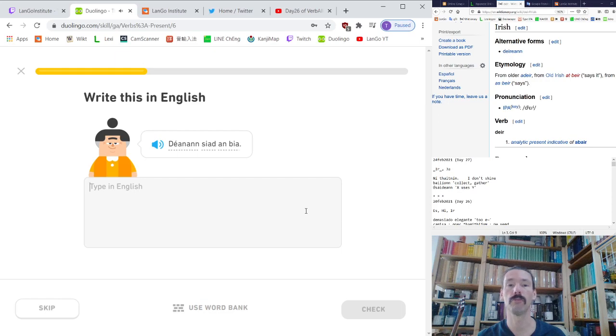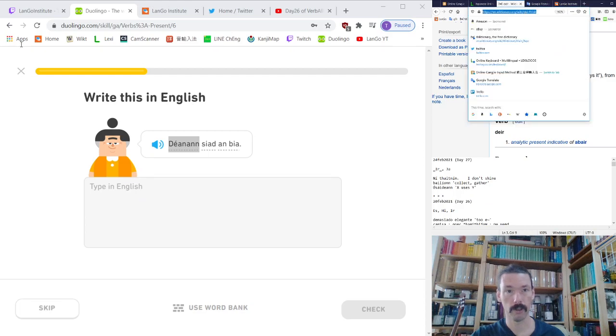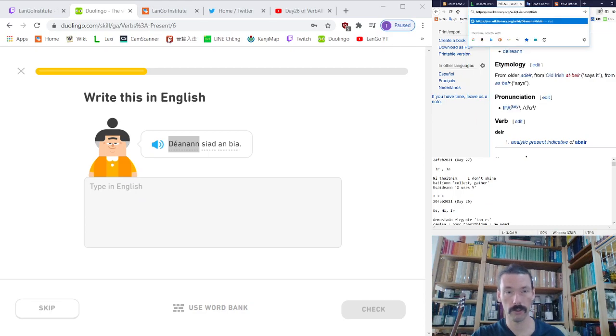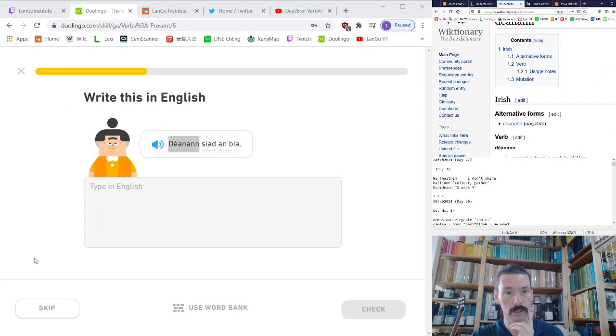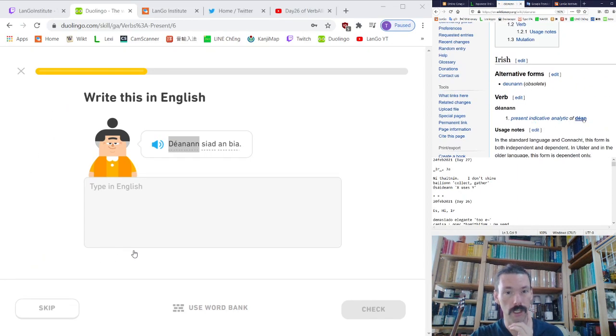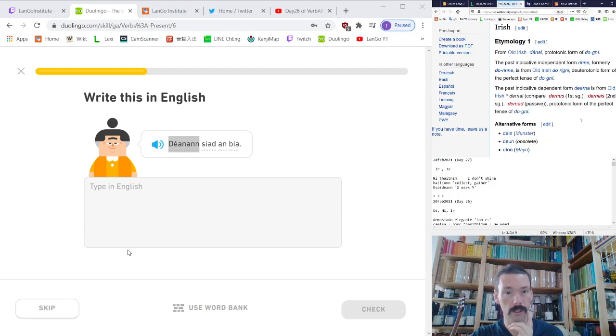Déanann siad an bia. There's the basic form, déan. And that was say. Siad, that can't be right. Make. Déan. Let's look this up. Always interested in where it comes from, what the pieces are, if it has more than one. Present indicative. Dogní, prototonic. Ro-índa.